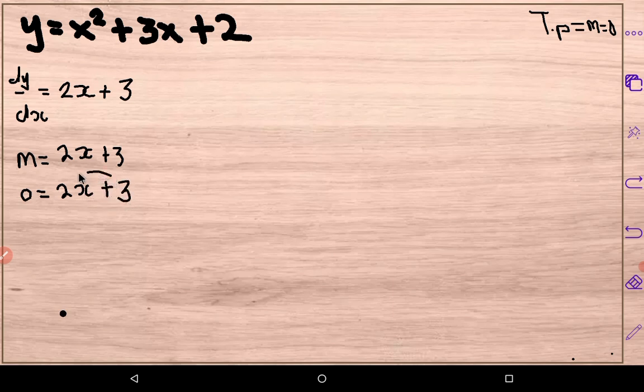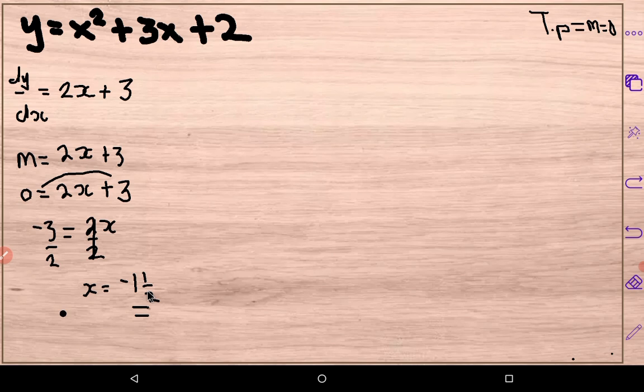So this, you can take the 3 this side, and this is going to be negative 3 is equal to 2x. Divide by 2 over 2. You cancel this, so x will give you negative 3 over 2. Okay, so now this is the x coordinate for the turning point.